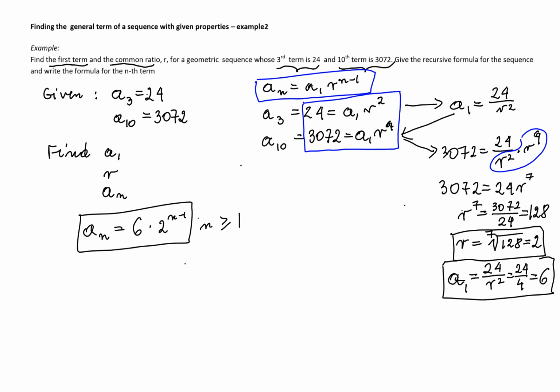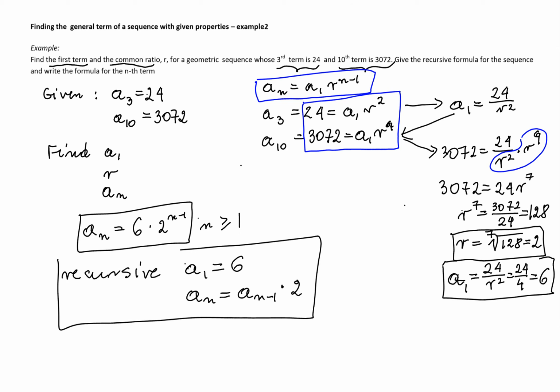What is left is the recursive formula, and this recursive formula will consist of two parts. First, we define a sub 1 to be 6, and then we define a sub n as a sub n minus 1 times r, which in this case is 2. And this will be the recursive formula for that sequence.